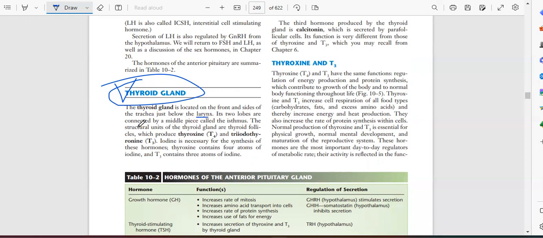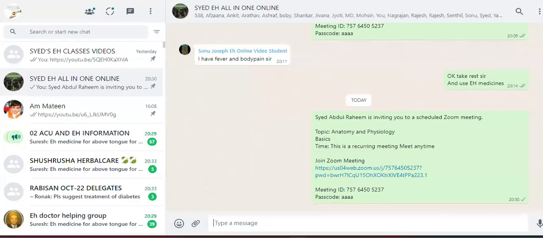Okay, front side of the trachea, just below the larynx. Okay, the two lobes are connected by a middle piece called isthmus. The structural units of the thyroid gland are thyroid follicles, which produce thyroxine and triiodothyronine, T3. Okay, so basically, let's see the location as well as detail.